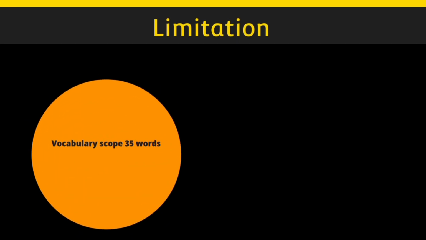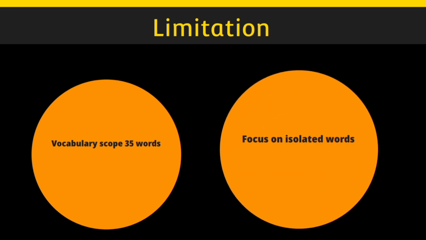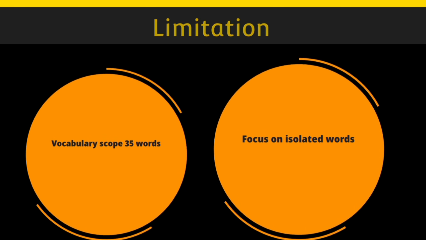Limitation: this dataset has limitations in two main areas. Vocabulary scope: the dataset includes only 35 words, which may not cover all keywords needed for more complex applications. Focus on isolated words: it emphasizes clear, single-word utterances, which may not fully capture the variability of natural speech, including background noise and continuous speech.